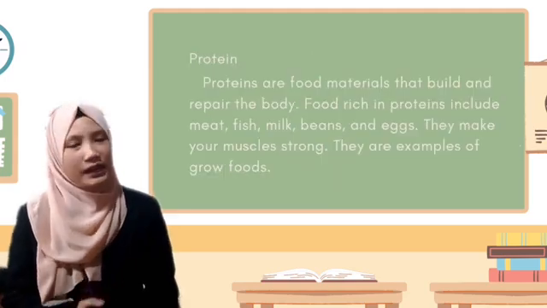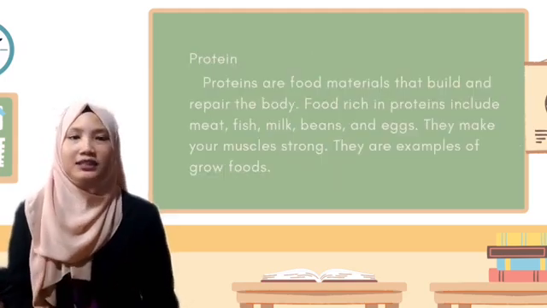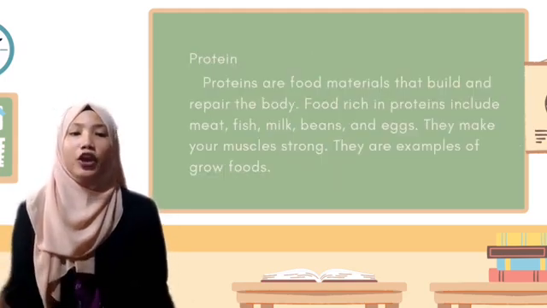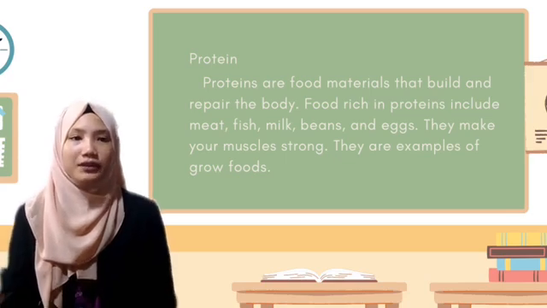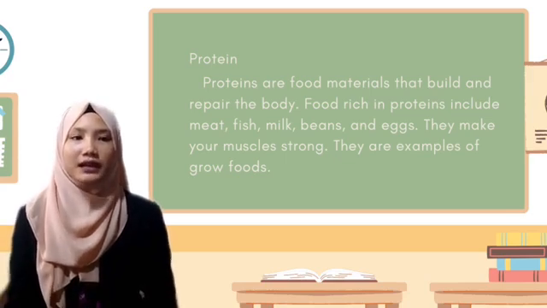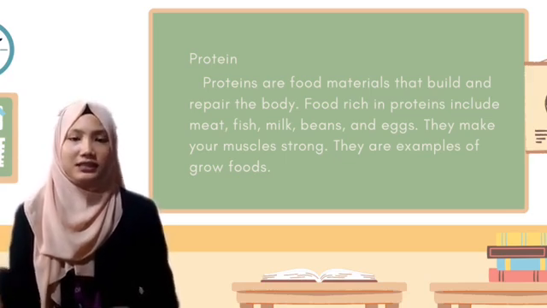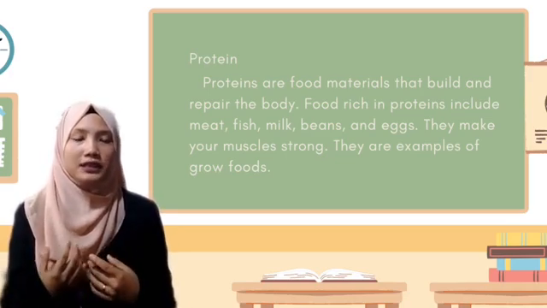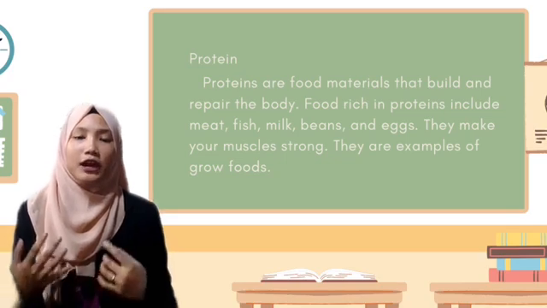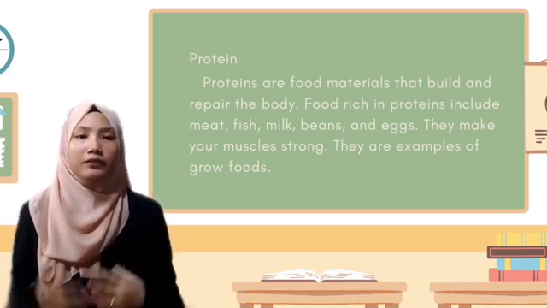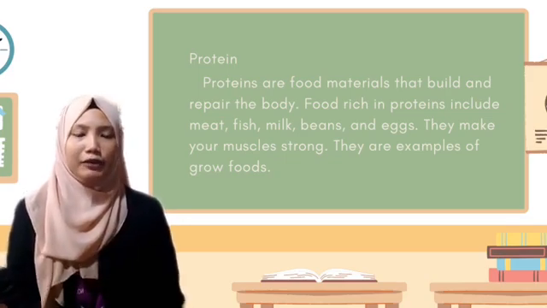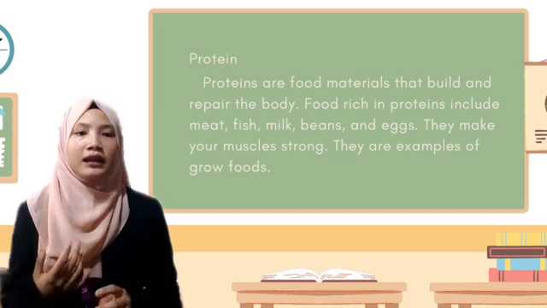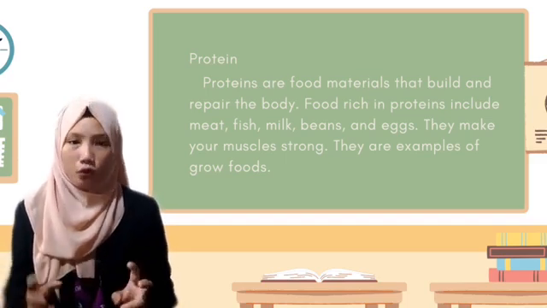Pangalawa naman na dapat natin alamin na pagkain ay yung mga pagkain na may protein. Because proteins are food materials that build and repair the body. Food rich in proteins, sila naman yung mga food na nag-build and nagre-repair sa ating katawan. Itong mga pagkain na may proteins ay isa yan sa mga tinatawag na grow foods.